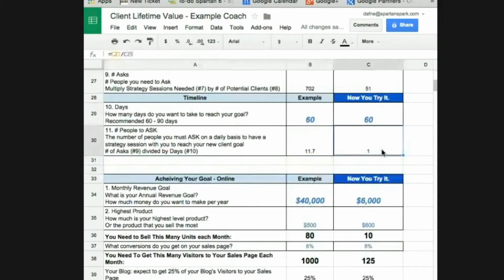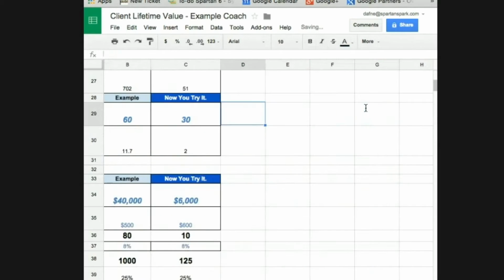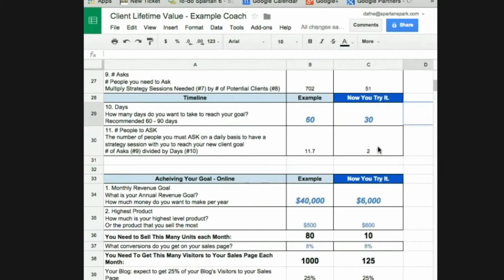She needs to talk to 1 person. We change it to 30 days. She needs to talk to 2 people a day. Okay, so that's how the formula works.